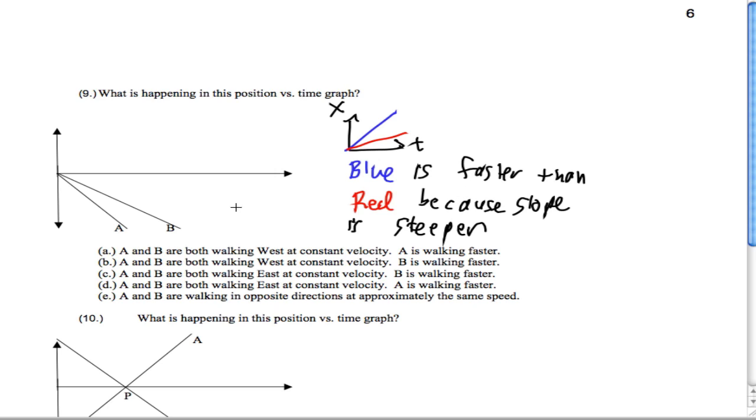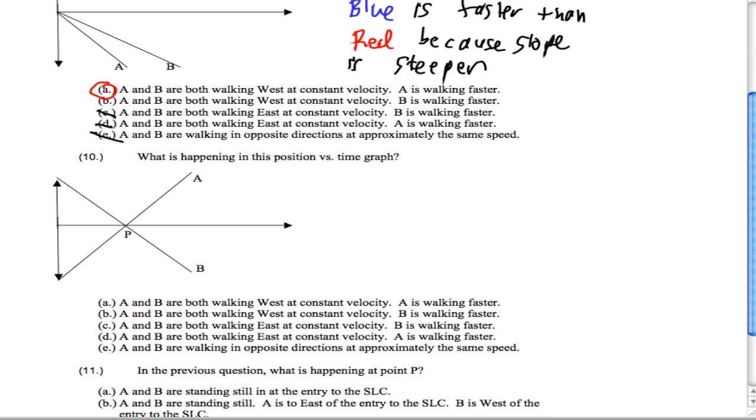So in this case, when we look at this, we see that both are walking at constant velocity. They're walking in the same direction, so that rules out E. They're not walking east, they're walking west. And of course, we see that A has the steeper slope, so that means choice A. A is walking faster.